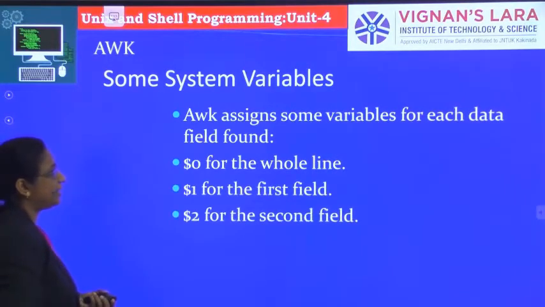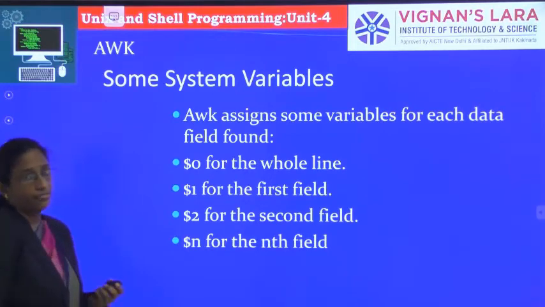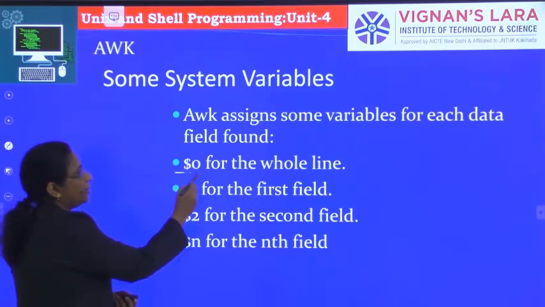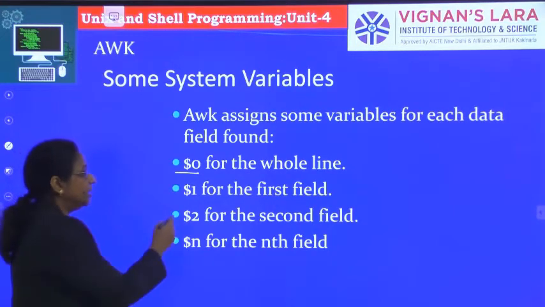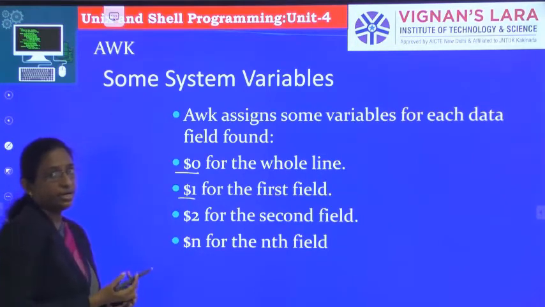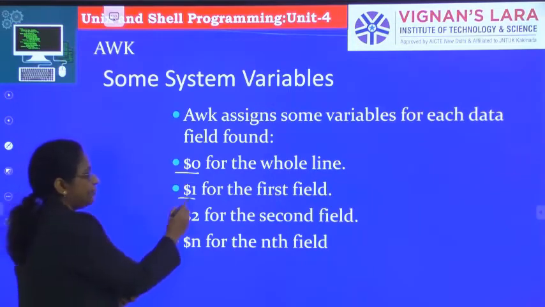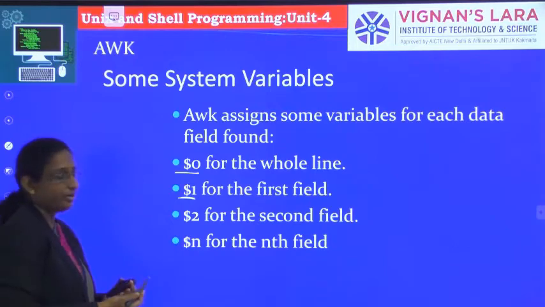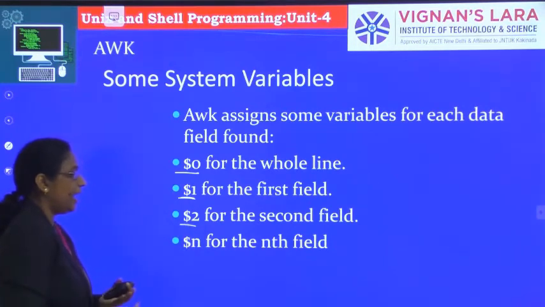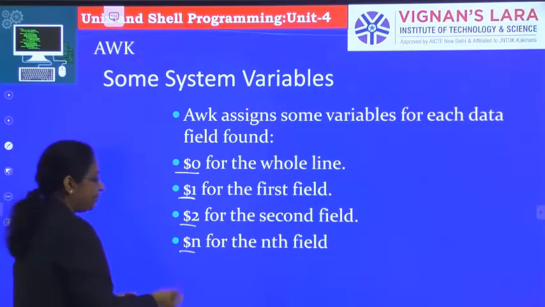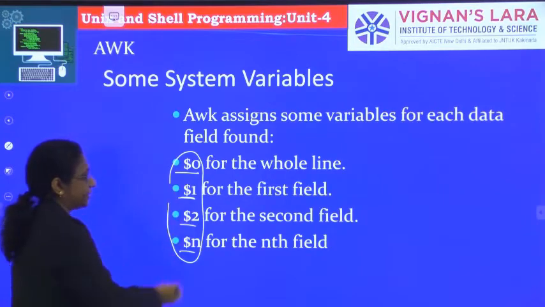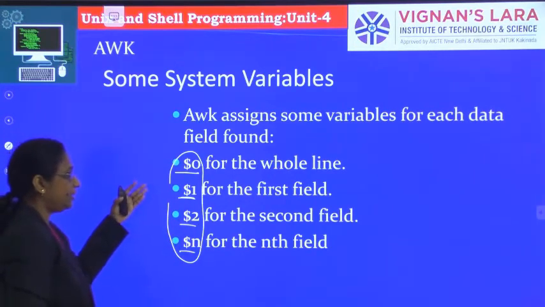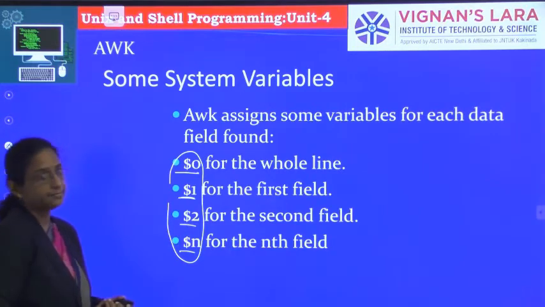Similarly, awk assigns some variables for each data field. $0 represents the whole line. $1 is the first field: if for the entire line you want only the first field displayed, you say $1. If the second field has to be displayed, you say $2, and if the nth field, you say $n. So to display the fields, we say $0, $1, $2, $n.